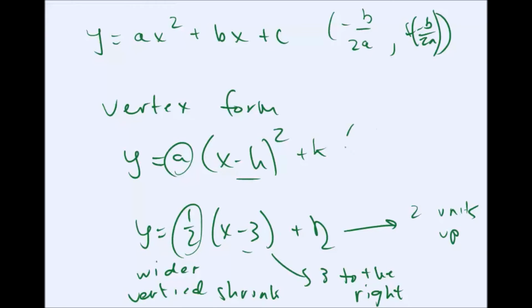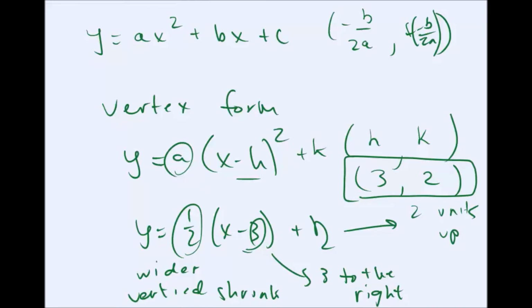And the vertex is really easy to find because the vertex is just h, comma, k. So for this one, you can just look and you'd see that h is 3 and k is 2. The vertex for the graph is 3, comma 2. You don't need to do anything with this negative b over 2a when it's in vertex form. Let's look at graphing something in vertex form.